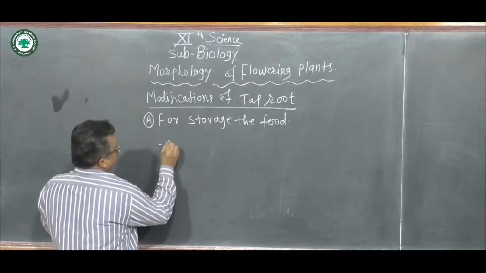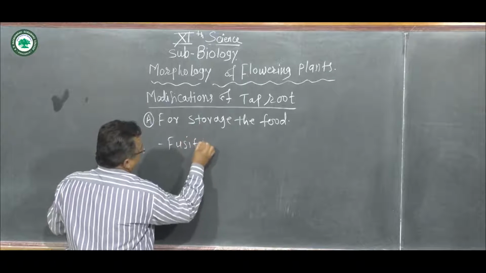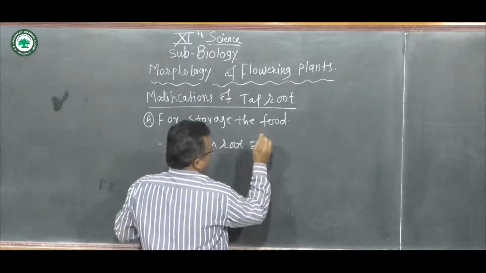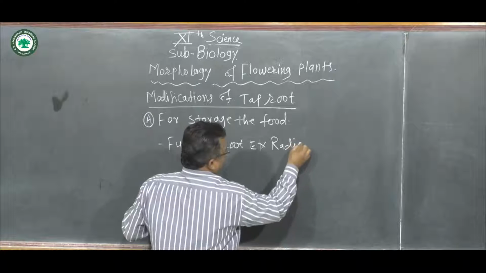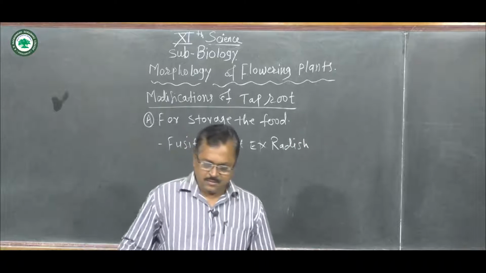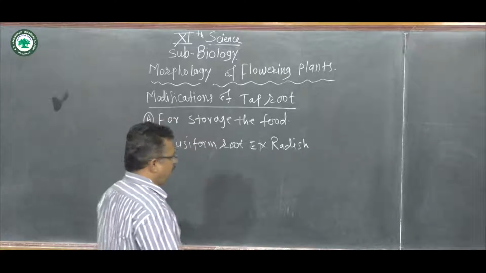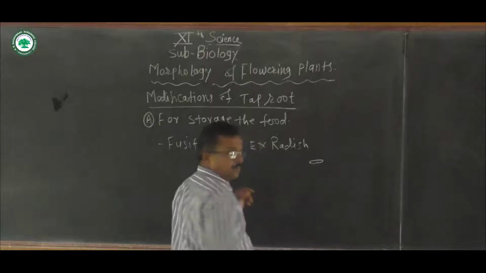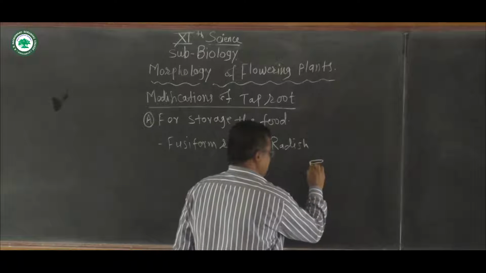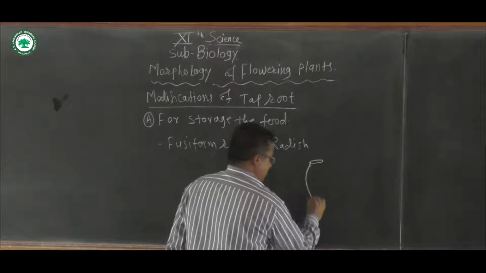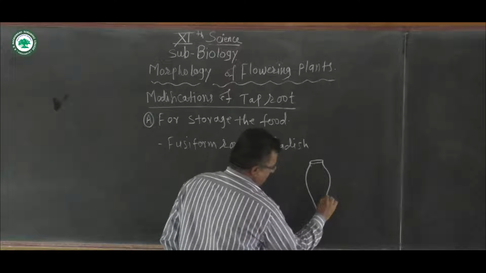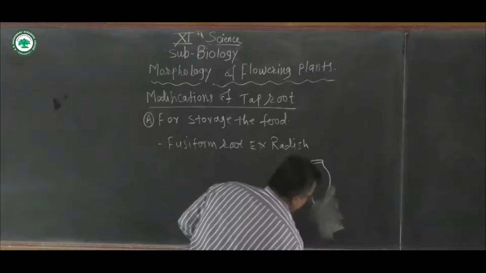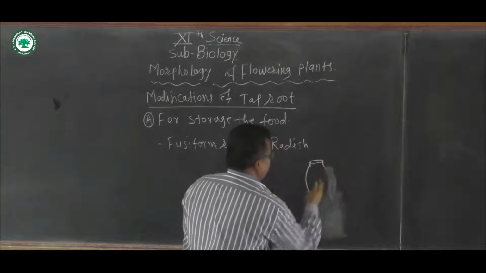On the basis of the shape of the roots, the modifications of root are classified. First is the fusiform root, for example radish. Here, due to storage of food, the structure of the root appears like this.